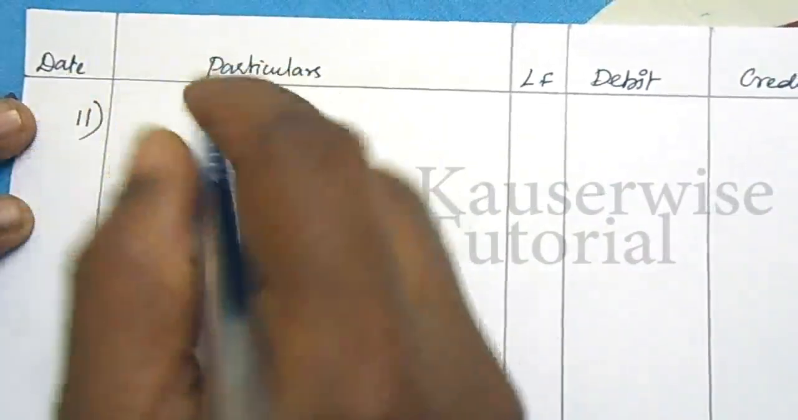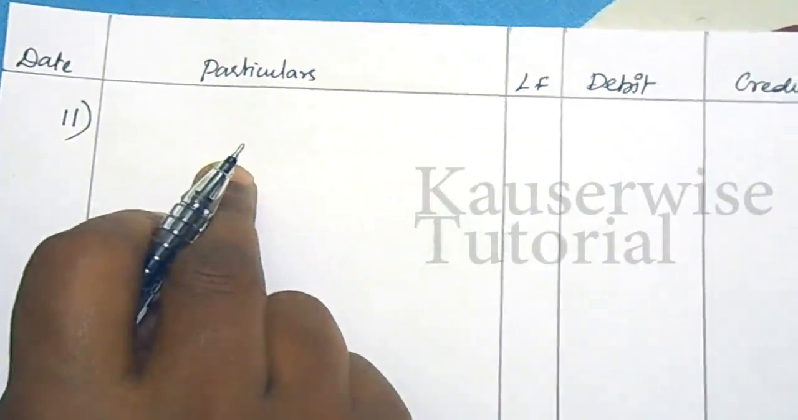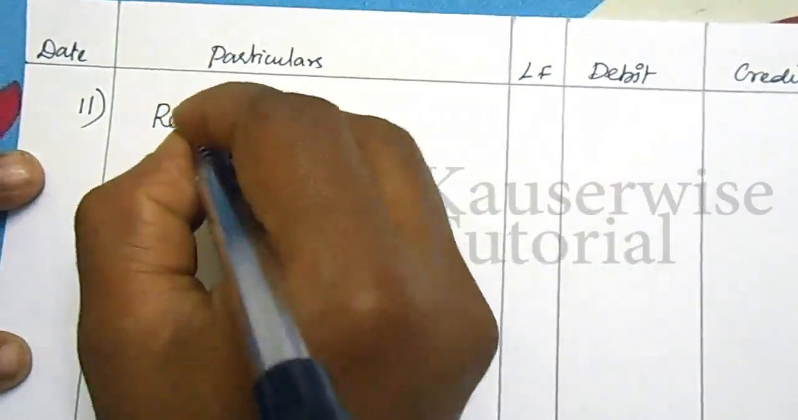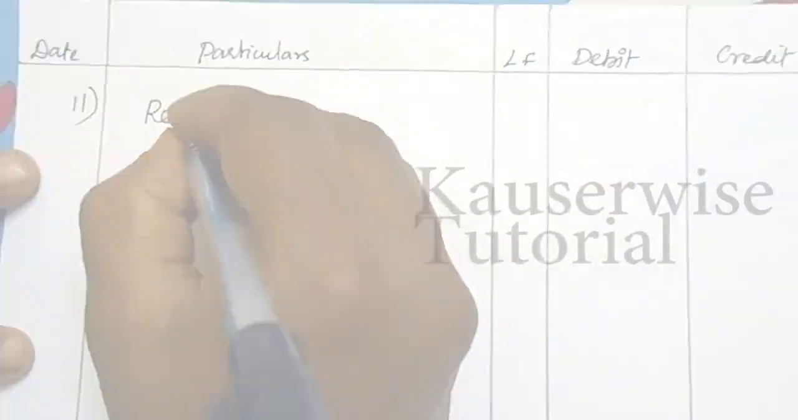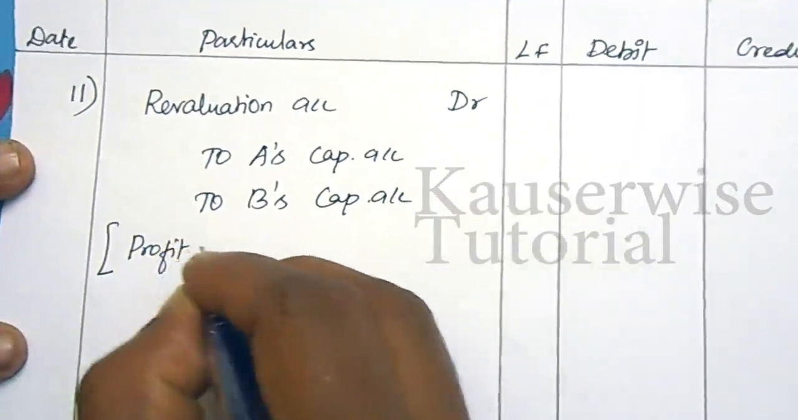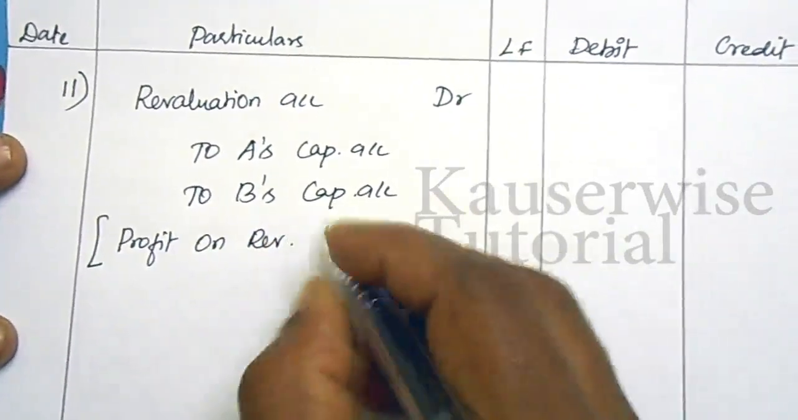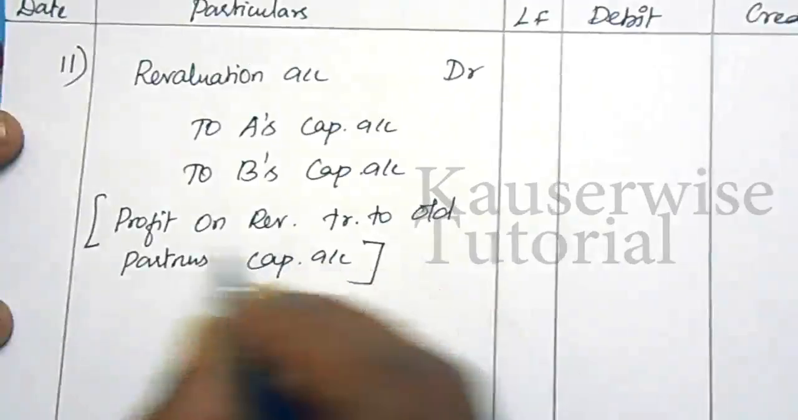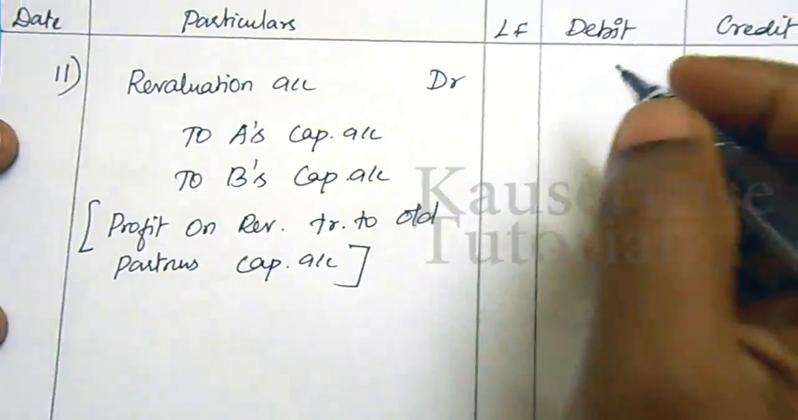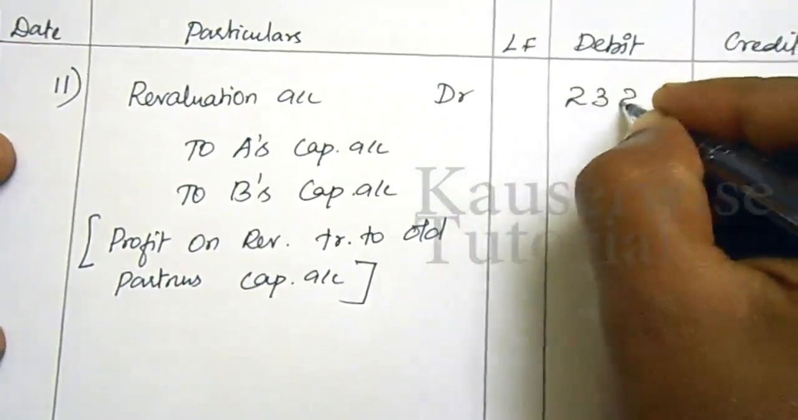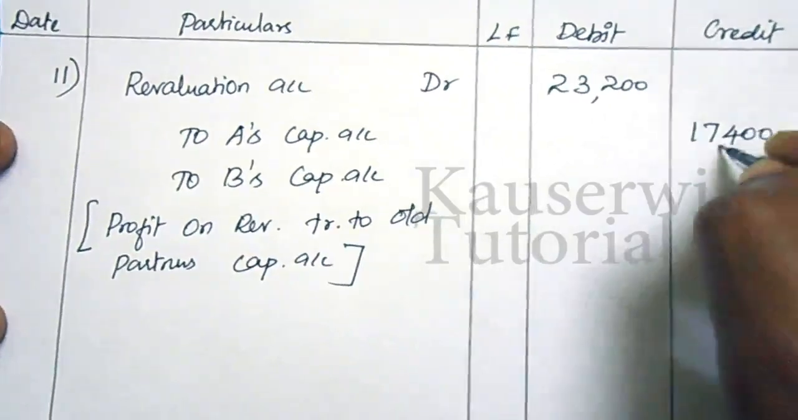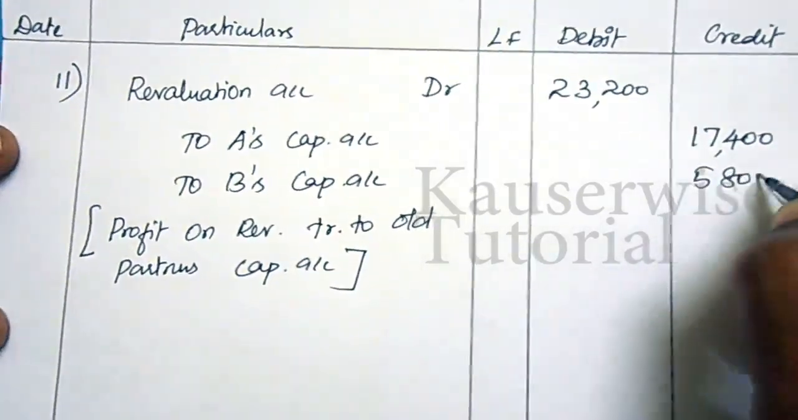Okay, next entry, that is transfer of revaluation profit to old partners capital account. Entry, revaluation account debit to A's capital and B's capital. Narration, profit on revaluation transfer to old partners capital account. How much? 23,200. For A, 17,400. For B, 5,800.